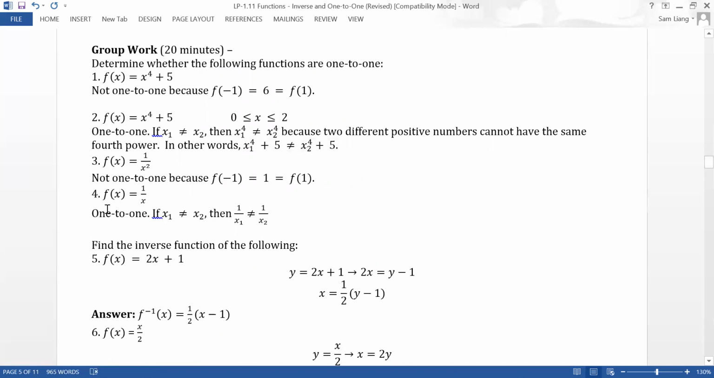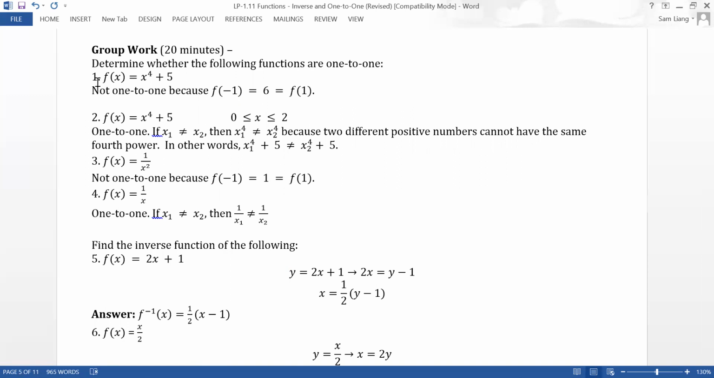So numbers 1 to 4, we're going to determine whether it's 1 to 1, and then for 5 and 6, we're going to find the inverse. Okay. So these I'm going to solve algebraically. Of course, you can always solve these questions using the horizontal line test, but I'm going to provide the solutions here as algebraic. Okay.